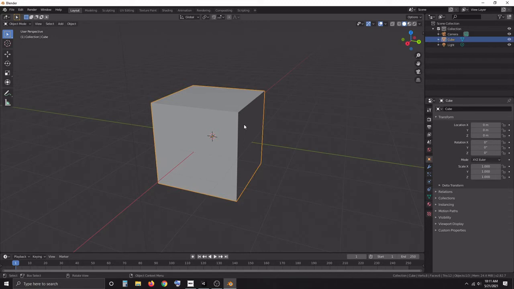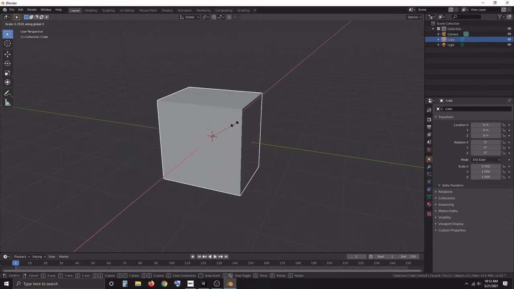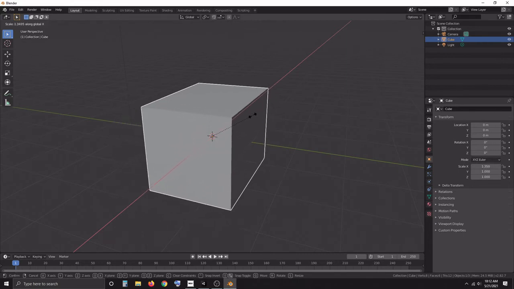Now, by default, when you go to scale this object, when you go to stretch it in a certain direction, suppose that I want to stretch it in the x direction. Then I can hit S and I can hit X, and it will produce this bright red line to indicate that now we're stretching the object along the x-axis.